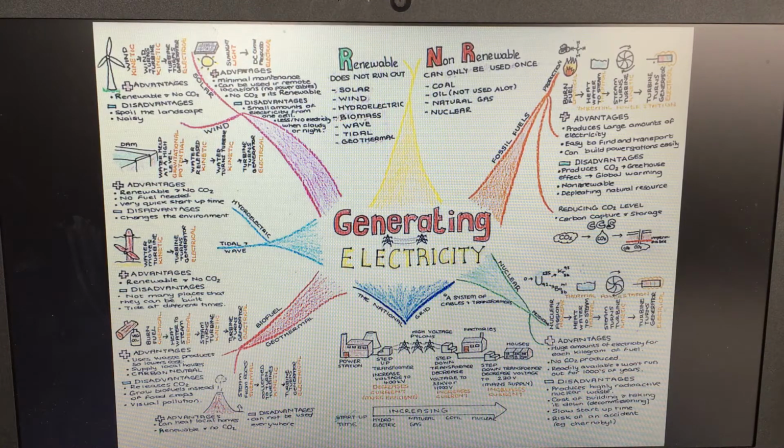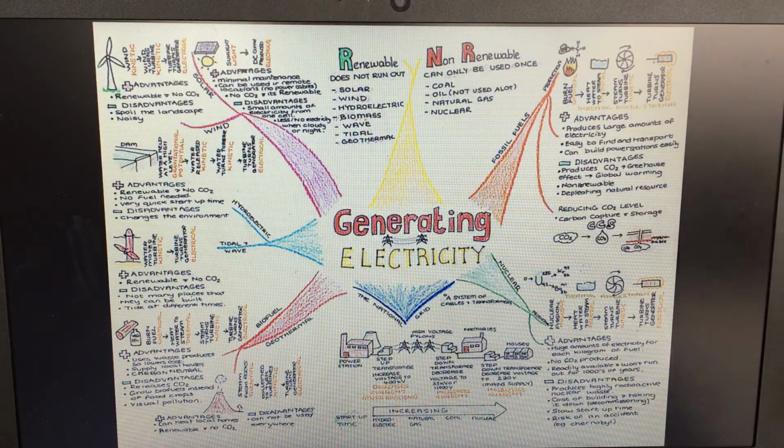Disadvantages, though, are it produces carbon dioxide. Now the problem with this is it's a greenhouse gas, which leads to the greenhouse effect, which means that it gets warmer, which leads to global warming, okay? Massive points there, it comes up so many times. Another disadvantage, it's a non-renewable resource, we will run out, and also it's depleting natural resources that we have.